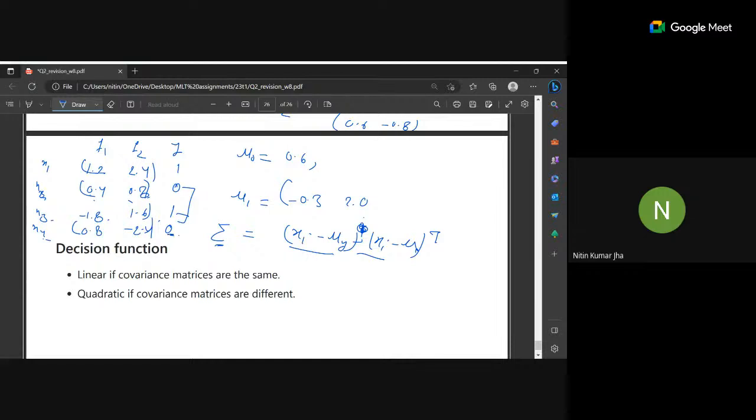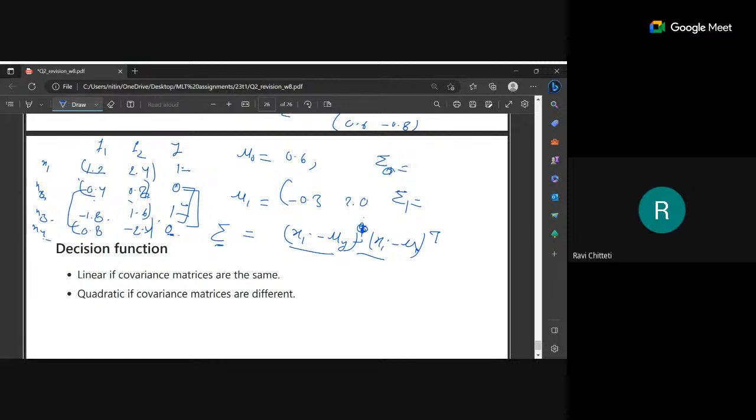And if I'm taking sigma 1, sigma 2 be different, then I will do the same calculation separately for these two different classes. So I will make use of only these two points for calculating sigma 0, and for sigma 1, I will make use of only these two points, the class 1 points. Okay, so this is how you make sigma 0 and sigma 1.